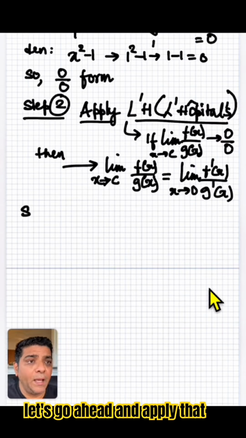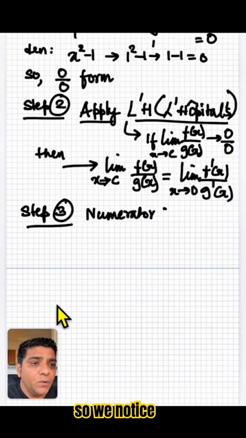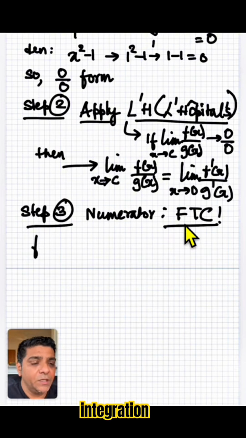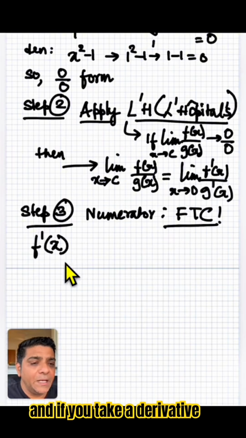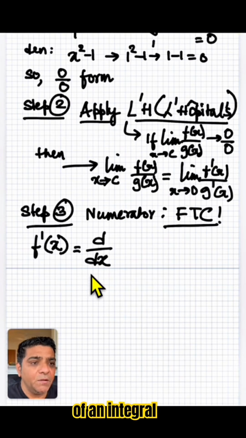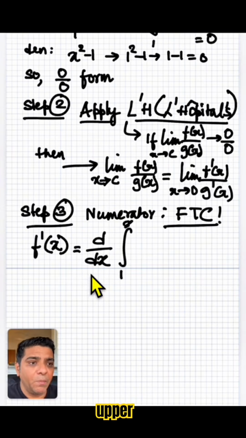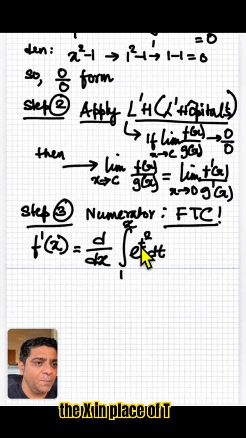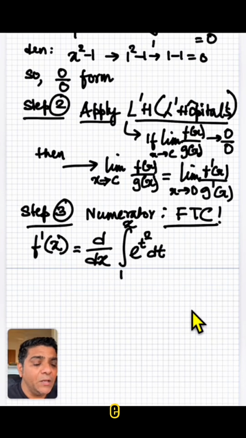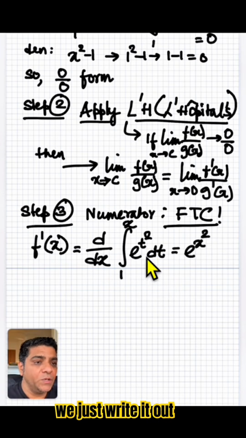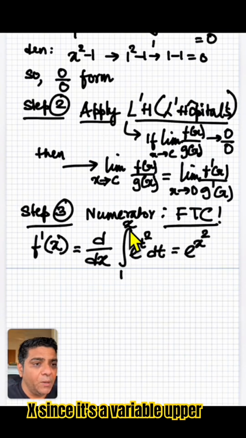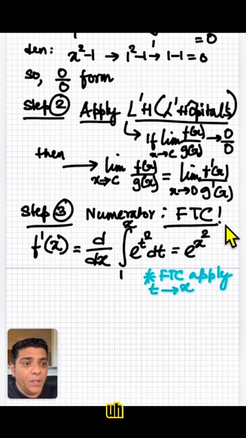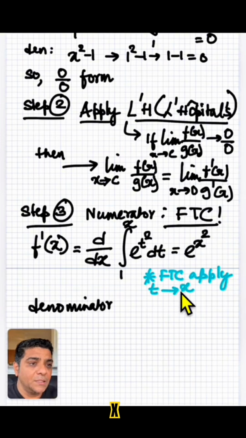Now let's apply that to our numerator. We're going to have to use the fundamental theorem of calculus, because differentiation and integration are essentially inverses of each other. If you take the derivative of an integral which has a variable upper bound x, then the derivative is just the function itself. You substitute x in place of t, and that gives the original function, e to the power of x squared. We write it out by substituting x, since it's a variable upper bound, for the Fundamental Theorem of Calculus number 1.